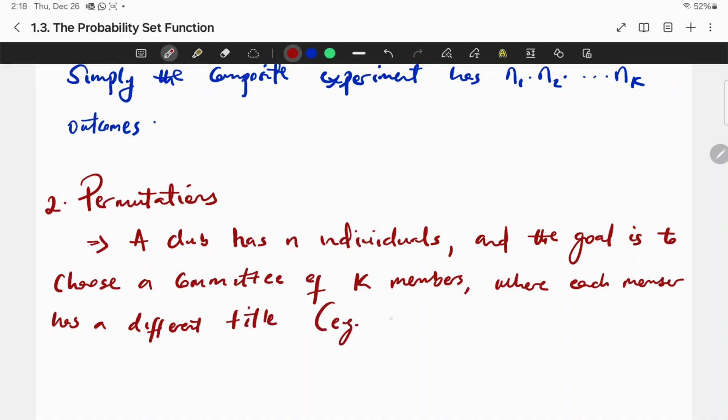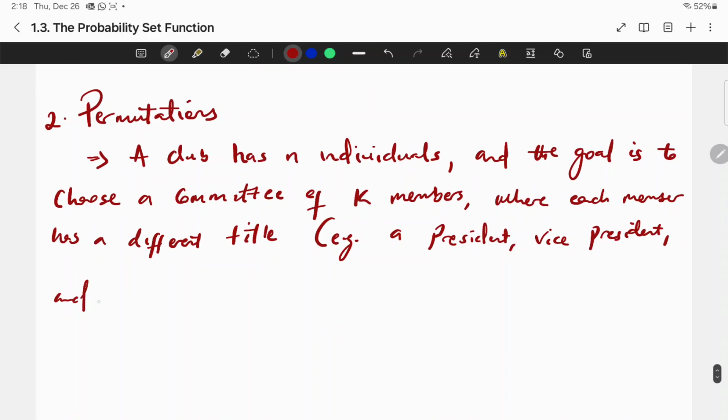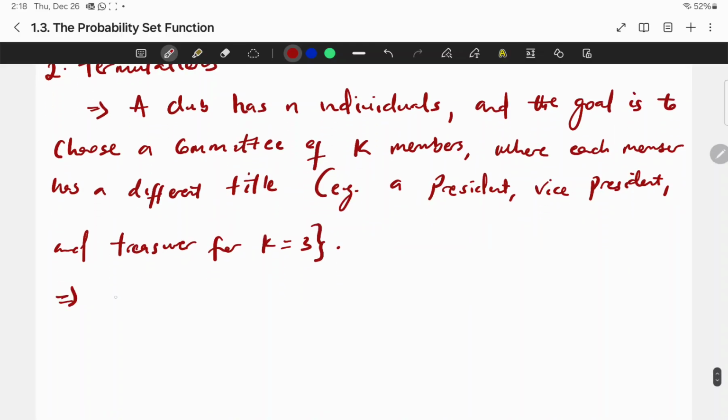So e.g., we have a president, we have vice president, and we have treasurer, so that means that we have k positions. So for the church committee, we only have 3 spaces.